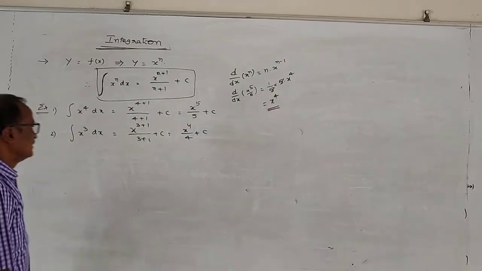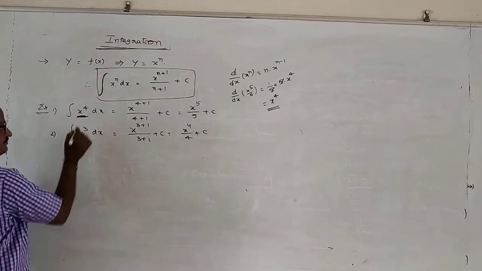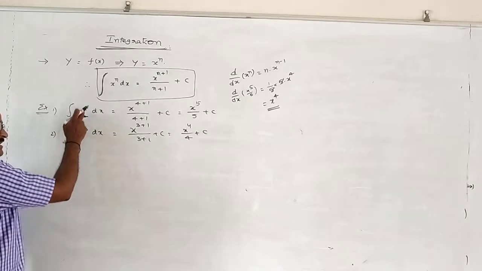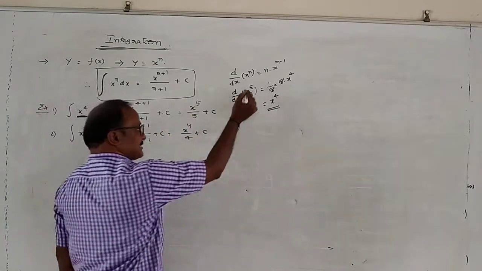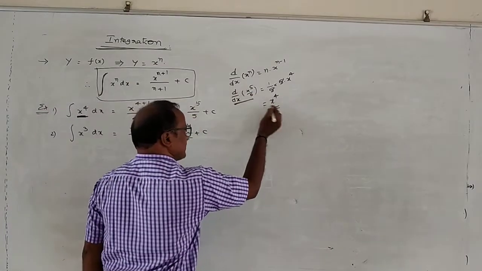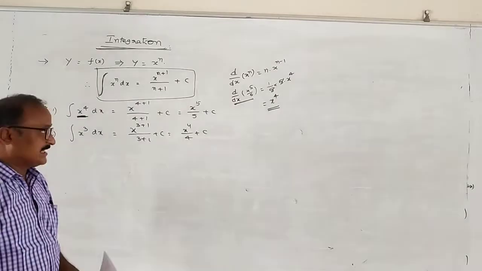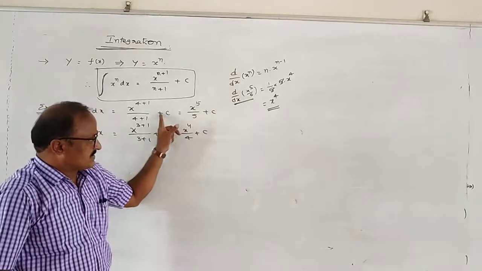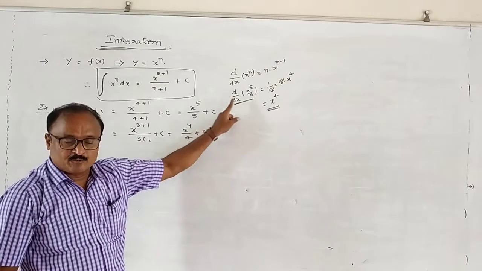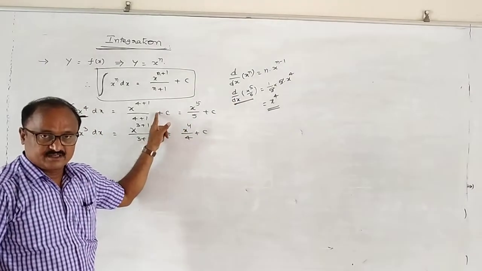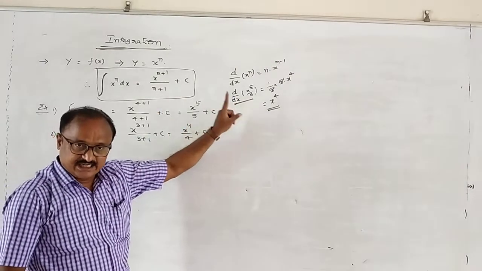Okay. This x power 4 is a function. For x power 4, integration is equal to x power 5 by 5, and x power 5 by 5 differentiation is equal to x power 4. Okay. That means from these two examples we conclude that integration is the inverse process of differentiation. Integration is the inverse process of differentiation.